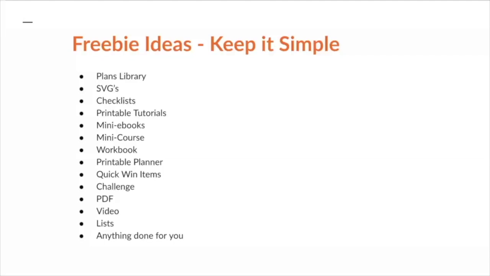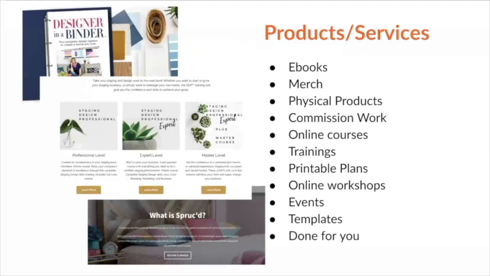So if you can provide them with the items that they need or should do, or some schedule to follow, something along those lines where you're providing it sort of done. So products or services that you can offer are ebooks, merch, physical products, commission work, online courses, trainings, printable plans, online workshops, events, templates, anything, again, done for you.